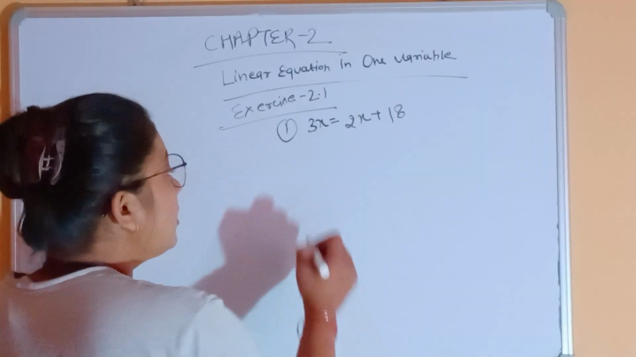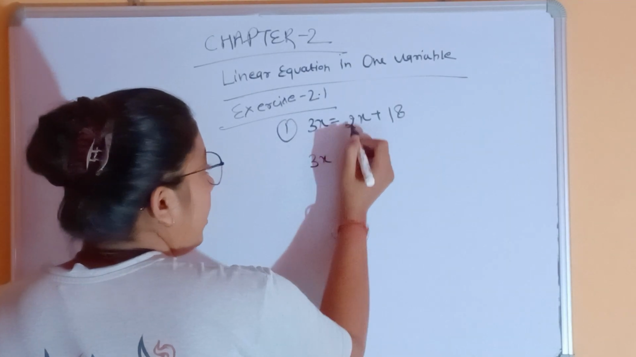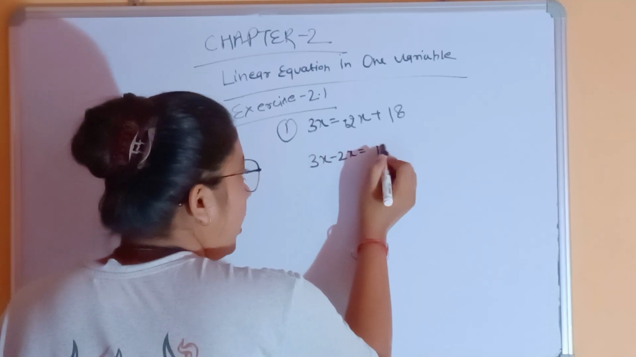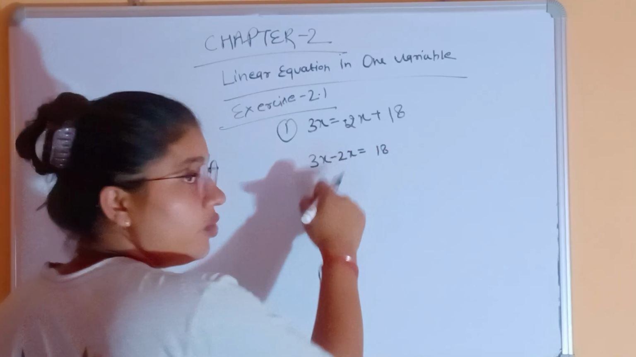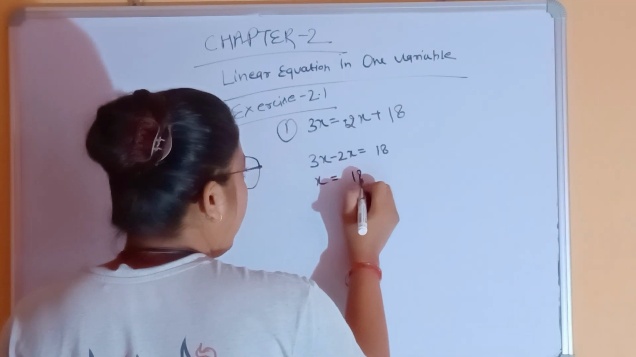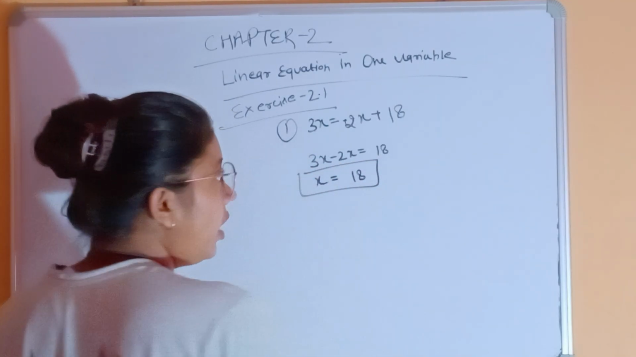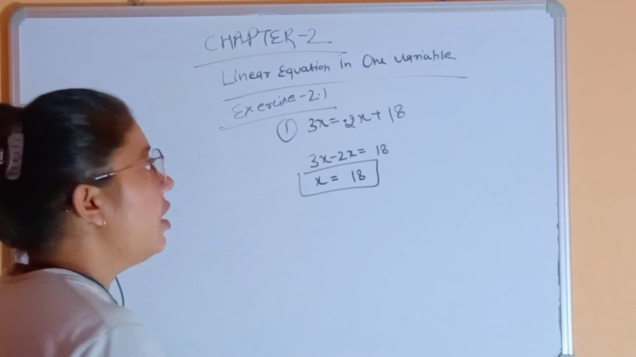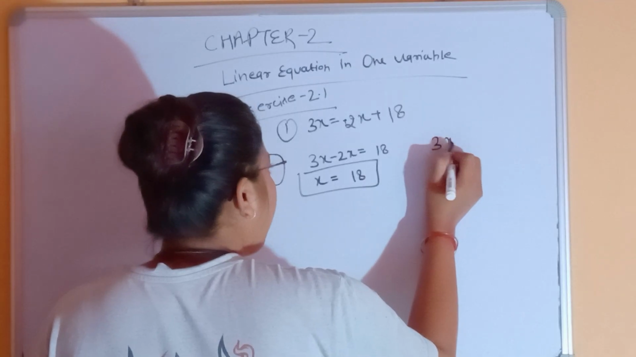Okay, so 3x, the variable taken here is plus. If you take it here, then minus 2x is equal to 18. Okay, so 3x minus 2x is equal to x, so x is equal to 18. The x value here is 18.